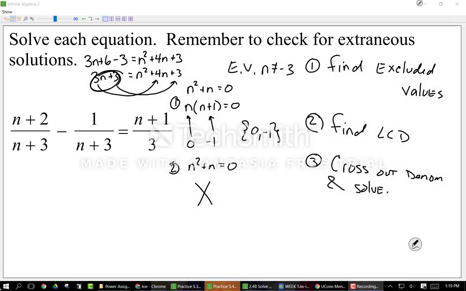It might or might not. In this case, it will. So a times c is 0. This is b, which is 1. So that's 0 and 1.